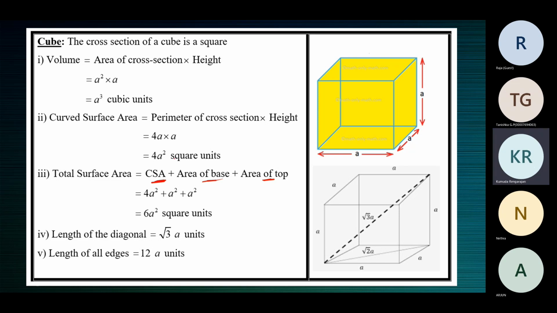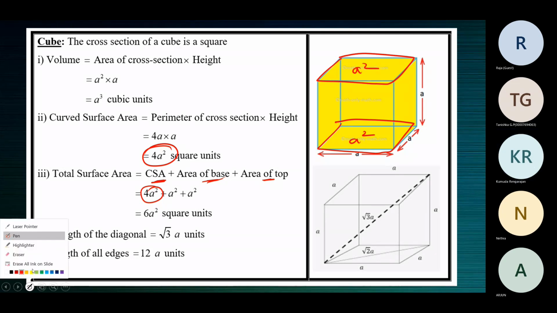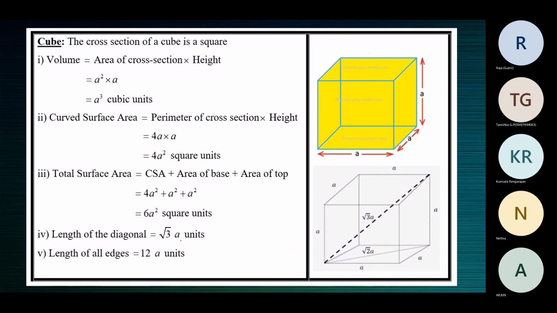So what is the curved surface area? 4a square. Area of the base is a square. The base is a square, and the area of the square is a square. The area of the top is also a square. So 4a square plus a square plus a square is 6a square units. The total surface area is the curved surface area, that is 4a squared, plus the area of the top, plus the area of the bottom.